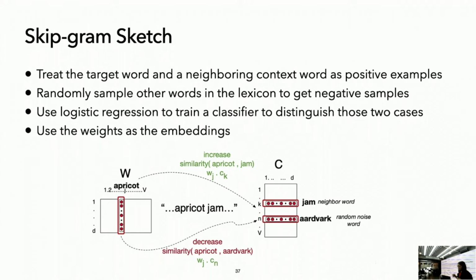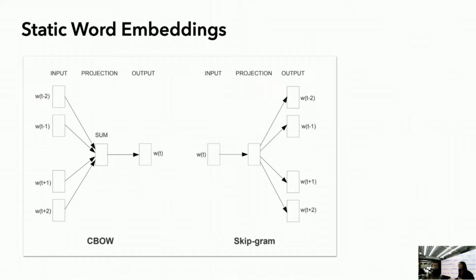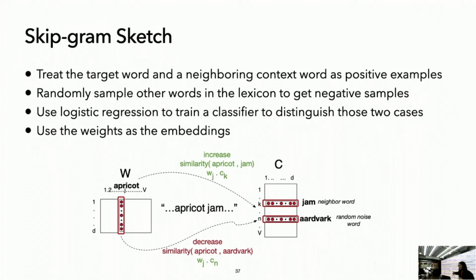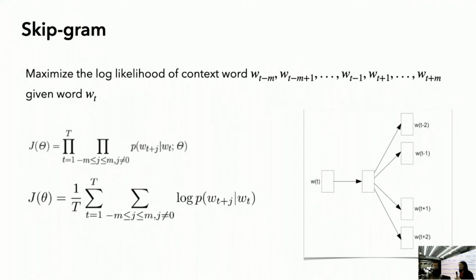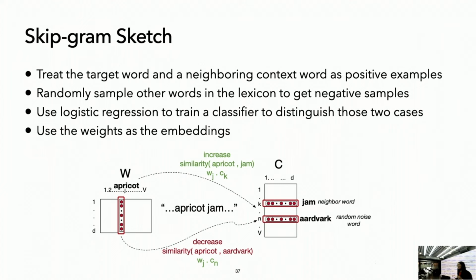Then you can pick whatever method you like, such as logistic regression, to train a classifier to distinguish those two cases. In the end, what we are going to learn is actually this type of W. We do not care about the accuracy of the classifier. We care about the weights we learned through this process. So this is a very high-level approach to how we train skip n-gram models. It also has a name: skip n-gram with negative sampling.